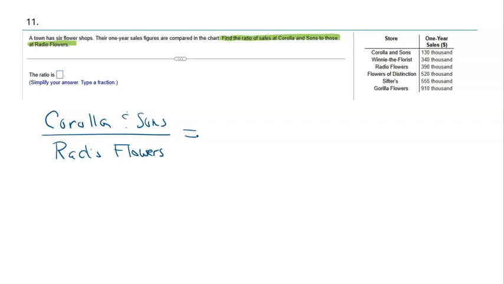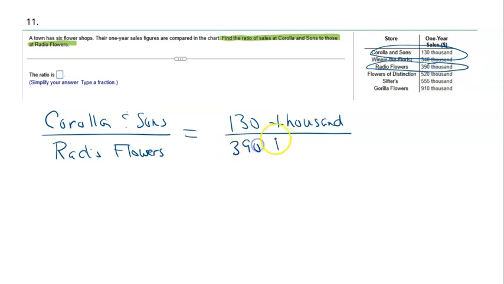All right, so Corolla and Sons, let's find that one. That's 130,000. Let's write it exactly the way it says it. 130,000 to Radio Flowers. There it is right there. That's 390,000. Okay, the thousands cancel. And then we're left with the fraction 130 divided by 390.